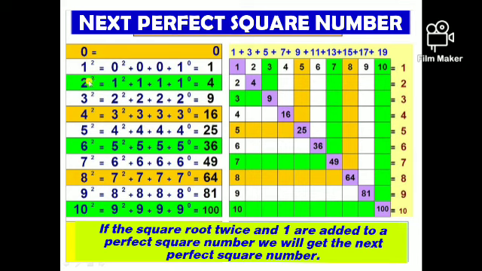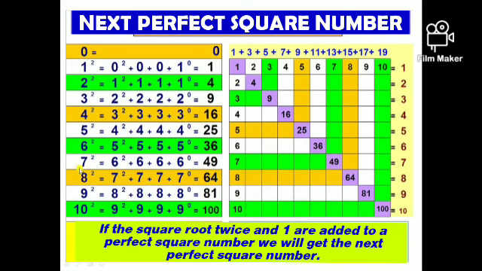2 square is equal to 1 square plus 1 plus 1 plus 1 raised to 0, which is equal to 4. Likewise, 3 square is equal to 2 square plus 2 plus 2 plus 2 raised to 0, which is equal to 9. Likewise here we can see 4 square is equal to 3 square plus 3 plus 3 plus 3 raised to 0, which is equal to 16.